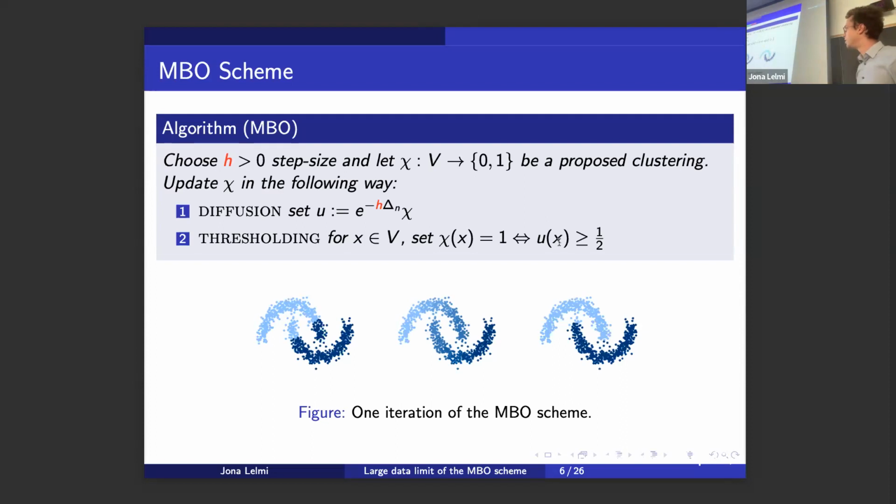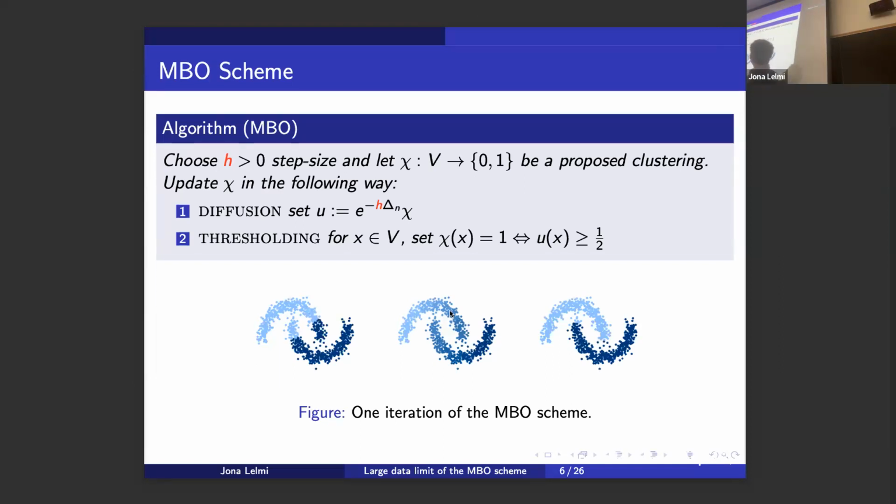So here we have the 2 moons data set, in which, of course, the idea is that you would like to find an algorithm which is able to detect the 2 different moons. We start the algorithm with k-means. So this is obtained with k-means. And then in the first step, you see that there is a sort of diffusion where the values change continuously from values close to 0 to values close to 1.